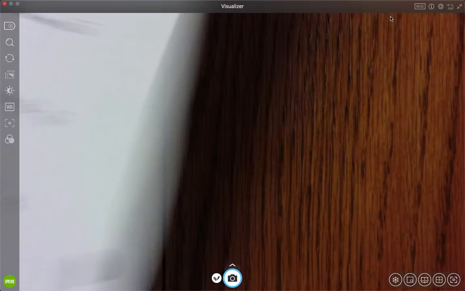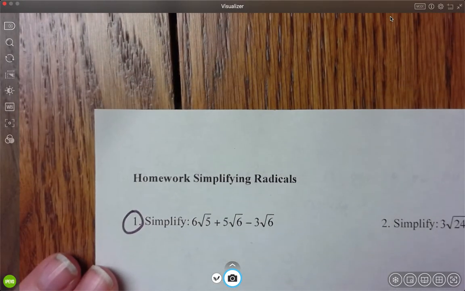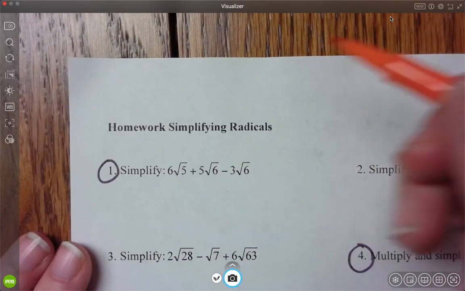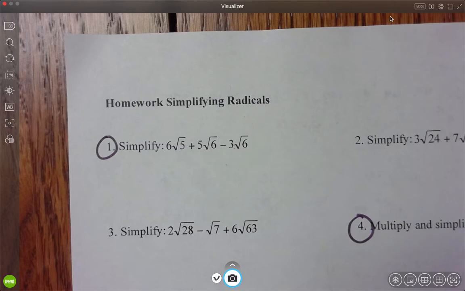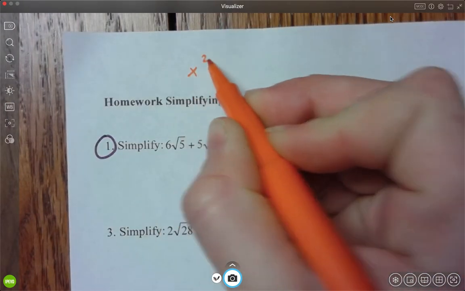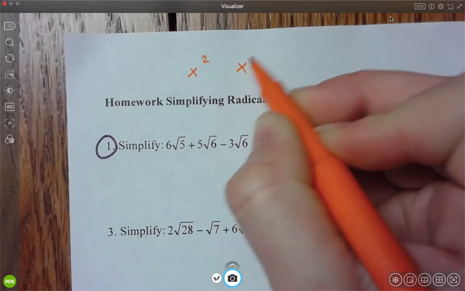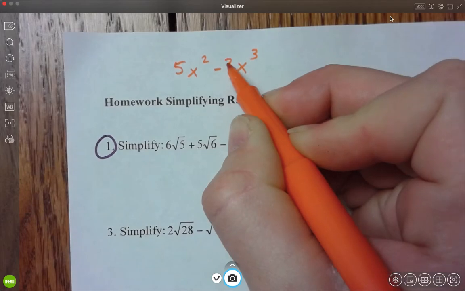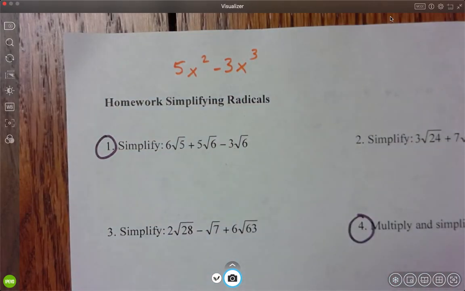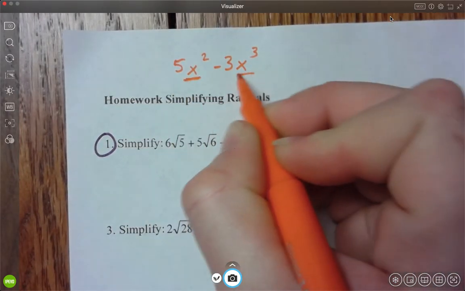I have 3 of them on here that I want to do. So the first one is number 1. The thing that I want to get across on number 1 is that when you have square roots, you can only add and subtract them if they have the same base, kind of like x squareds and x cubes. If I have 5x squared minus 3x cubed, I cannot put those two together because this one's a square and this one's a cube. I can't do those.